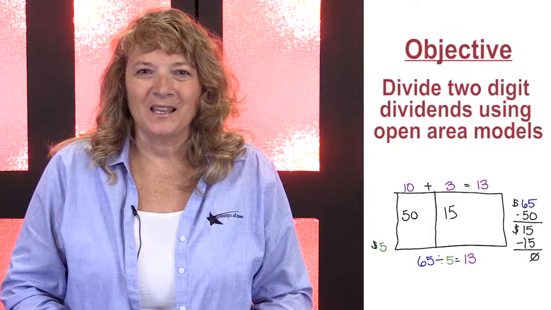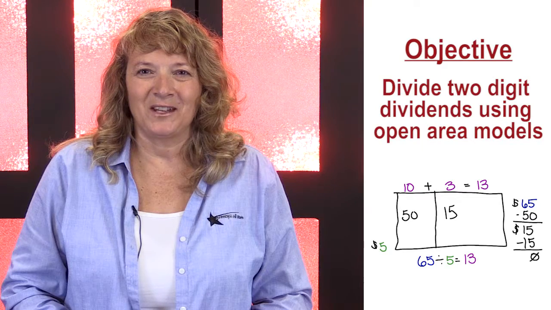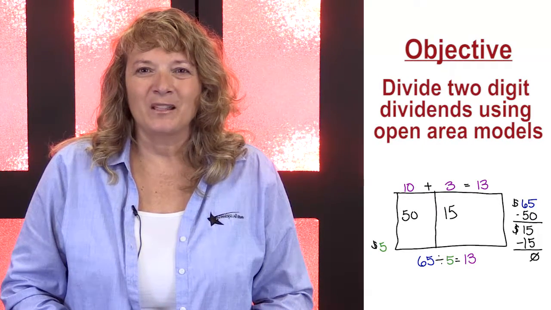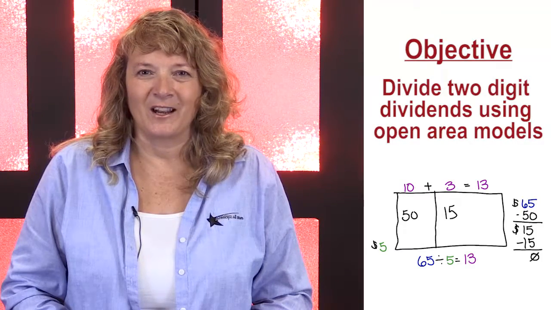The objective for this lesson was to divide two-digit dividends using open area models. Students met this objective by subtracting out multiples of the divisor and adding all these partial quotients together.